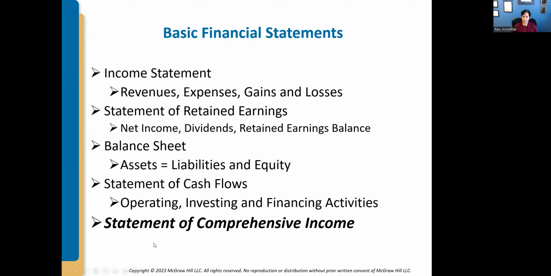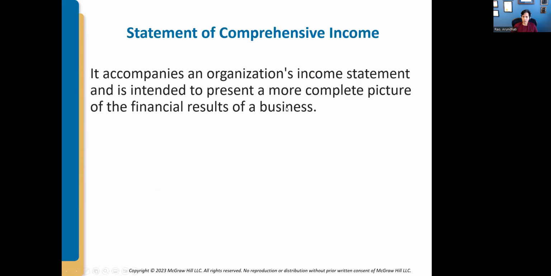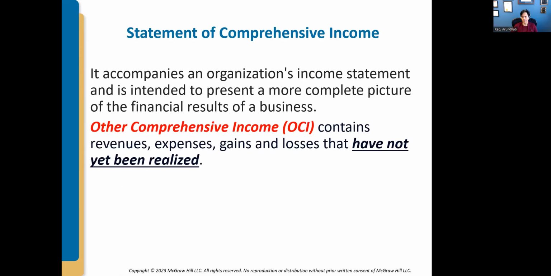Now, there's one more statement, the statement of comprehensive income, which we also will take into consideration in the current chapter. So what do we have in this statement? There are certain financial transactions that bypass the income statement. If you recall, we talked about gains and losses, and there I said they were realized in the current period. Now we're going to look at gains and losses that were not realized in the current period. That's going to be a part of what we will discuss in the current chapter.